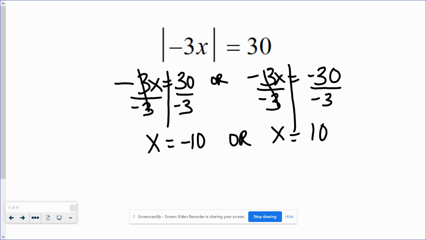And again, I could check this. If I would substitute for that x, negative 3 times a negative 10 from my first answer, that'd be positive 30, and the absolute value is 30. Or negative 3 times positive 10 would be negative 30. But again, the absolute value is still going to be 30.